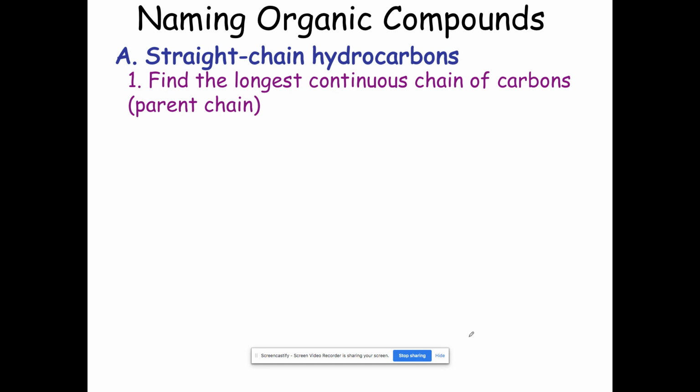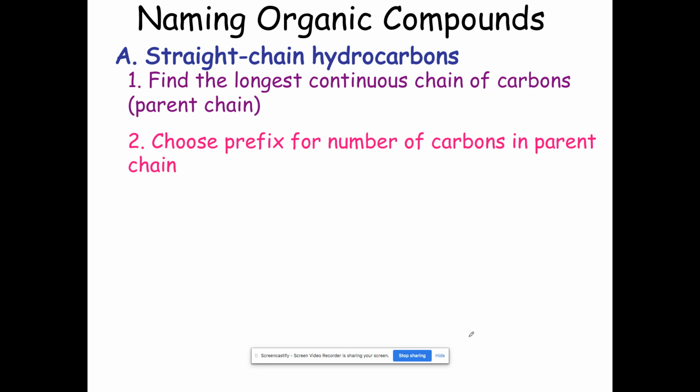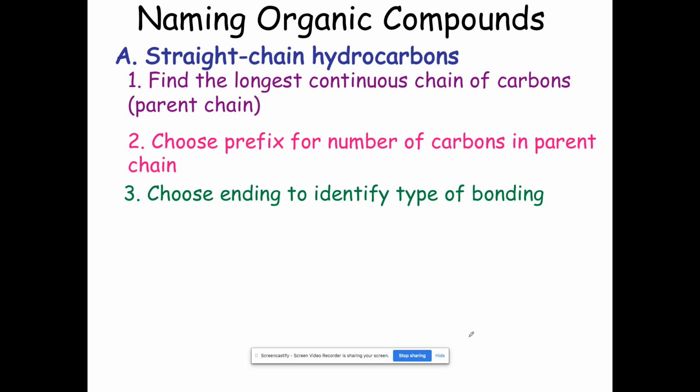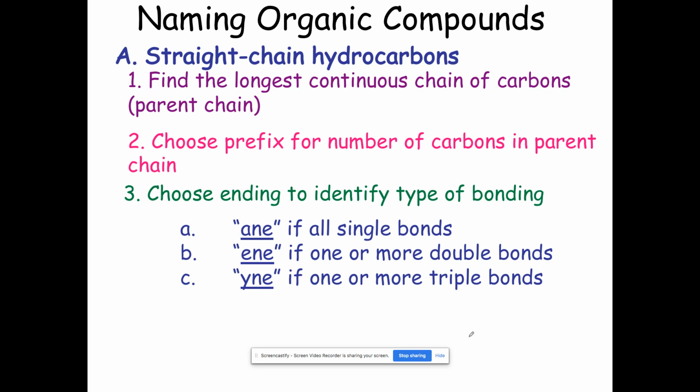Okay? The next step: count your number of carbons and choose the appropriate prefix. So, like I was saying, let's say we have 6 carbons. It's going to be hex something. What is that suffix, the ending? Well, this is where the kind of bonding comes into play. If you have all single bonds, like one of those alkanes, we end it with ane.